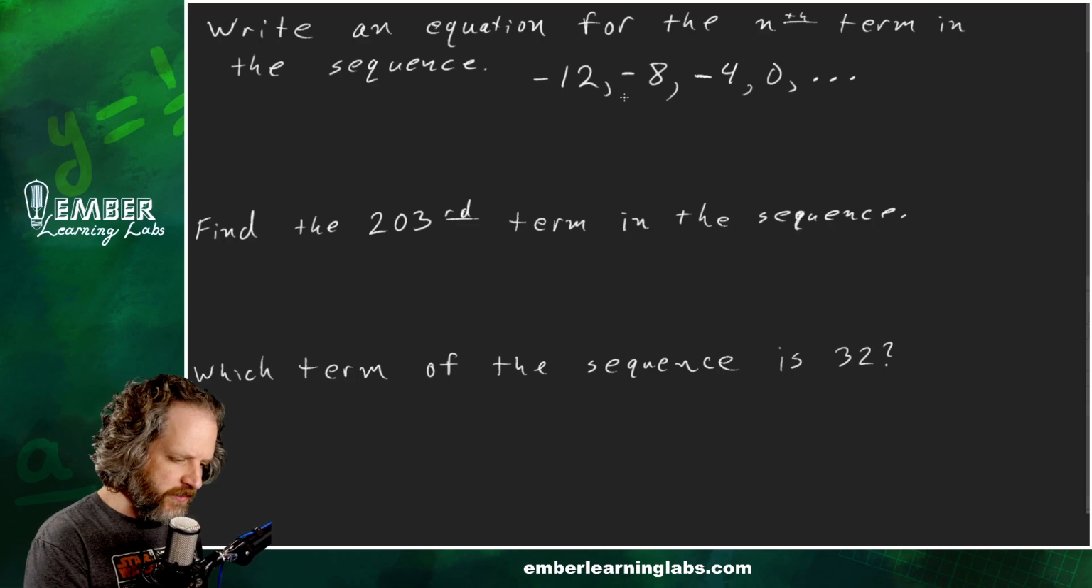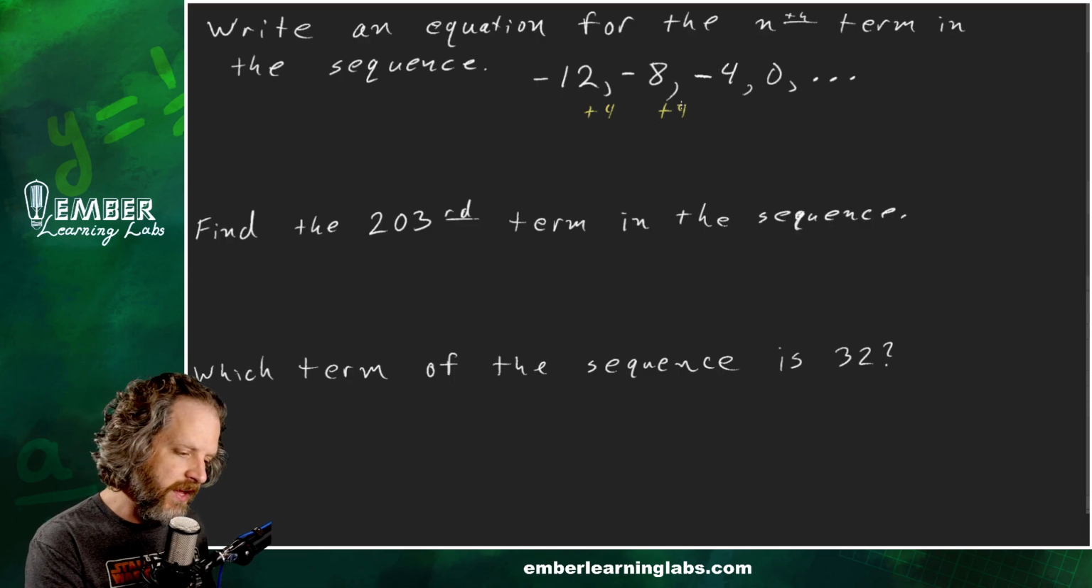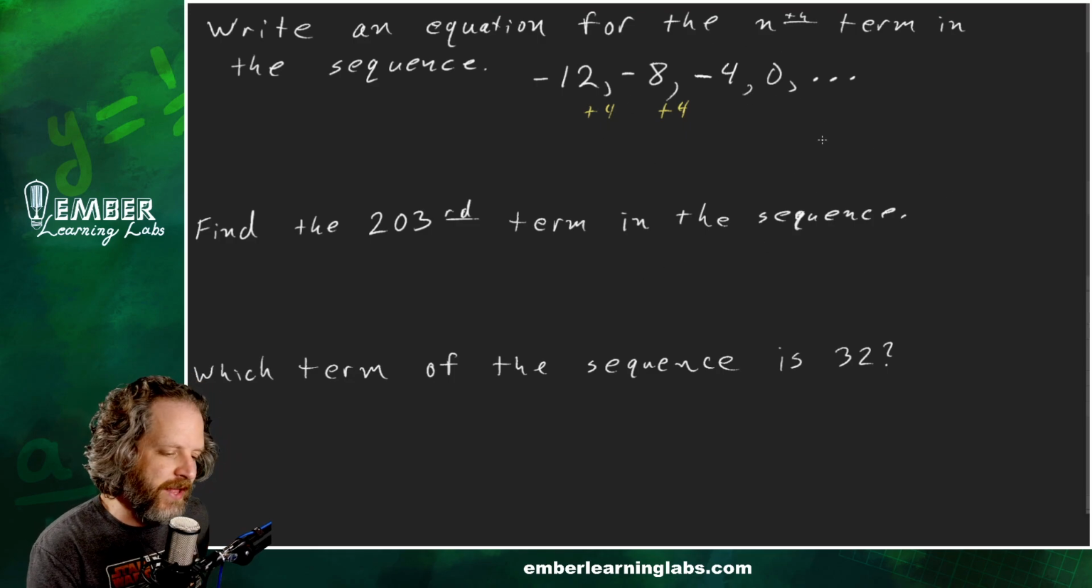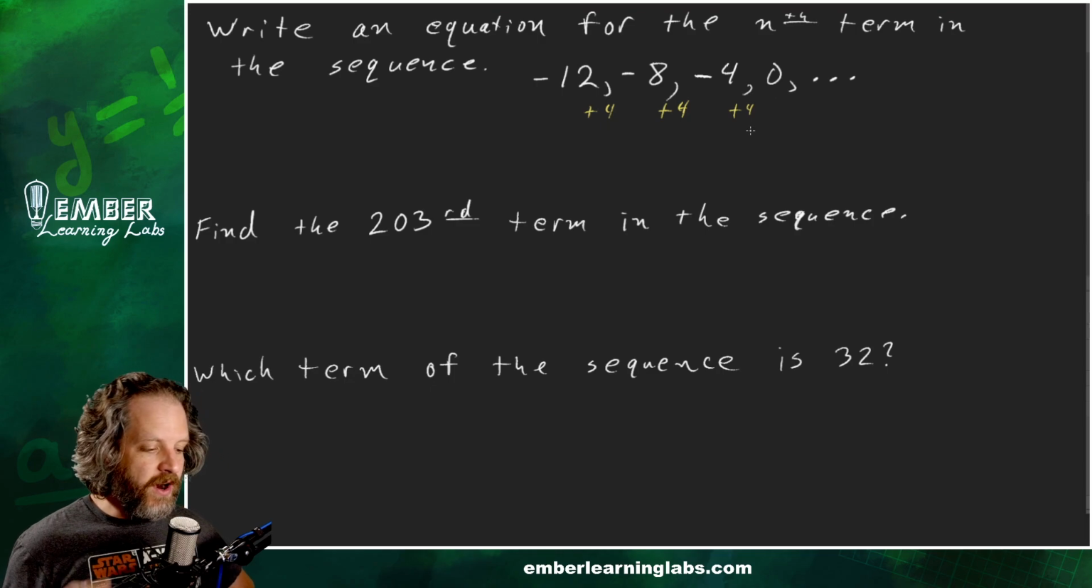Okay, so first let's make sure this is arithmetic. To get from -12 to -8, we're going to add 4, and -8 to -4, adding 4. Again, this doesn't always have to be plus. It just happens to be in these examples. I should have maybe switched this example. It's fine. But we're also going to add 4 to get to 0, right?